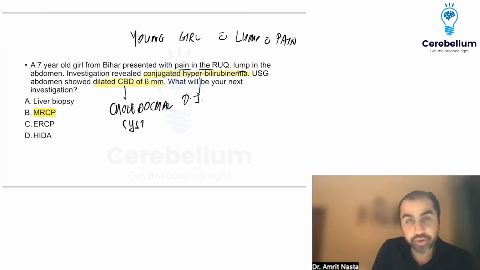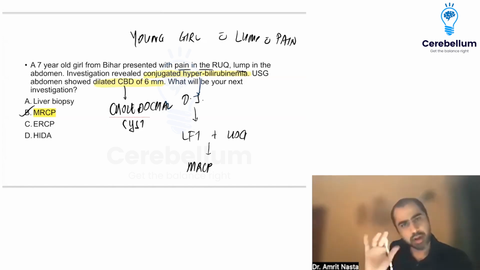Anyways, even if you didn't know the diagnosis, you know she's having jaundice. First thing you will do will be LFT. Next step will be USG. Next step will be MRCP. So any patient with obstructive jaundice, LFT plus USG. Depending on what you get in this, most of the time, next step will be MRCP. Most of the times, right?